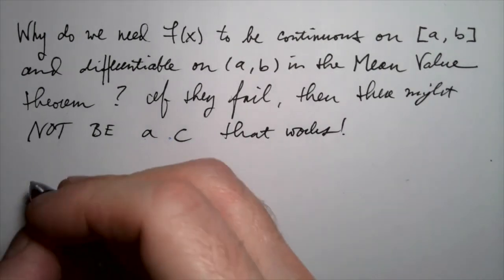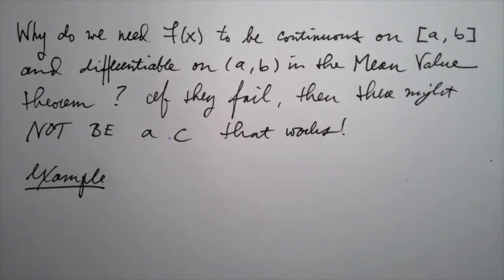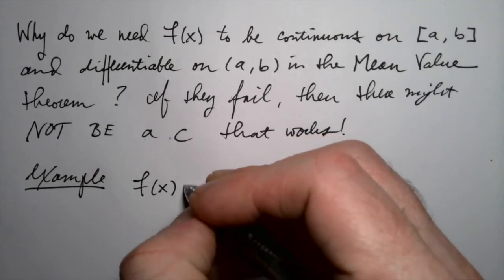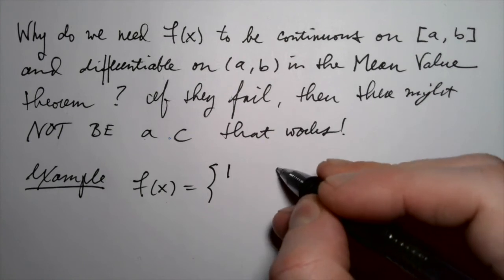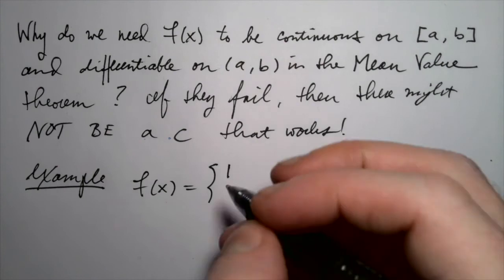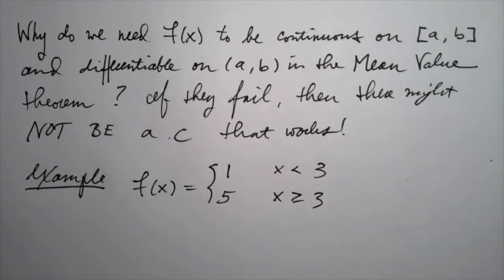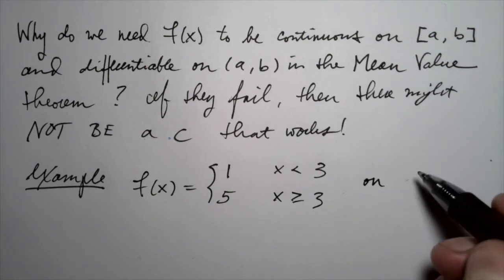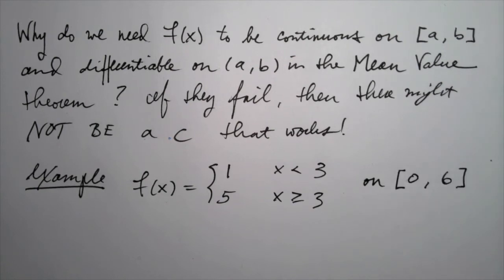Okay. So for our first example, let's address continuity. Our function f of x is going to be 1 when x is strictly less than 3, and it's going to be 5 when x is bigger than or equal to 3. And we're going to consider the mean value theorem on the interval from 0 to 6. So that's our a and b.